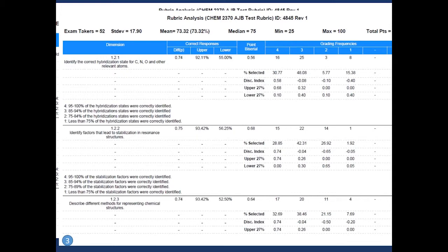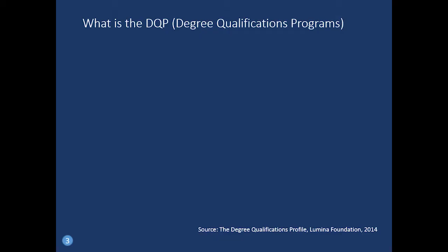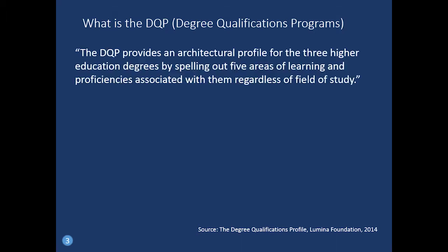Now we come to a bigger area, the DQP, and I'm sure some of you at least have heard of this, and some maybe not. As you see at the bottom, the source for what I'm going to put on the screen is from the Lumina Foundation, and they have a really nice booklet out. It's got nice glossy covers and everything, and glossy pages, and it talks about the DQP, the Degree Qualifications Program, and the book is called the Degree Qualifications Profile.